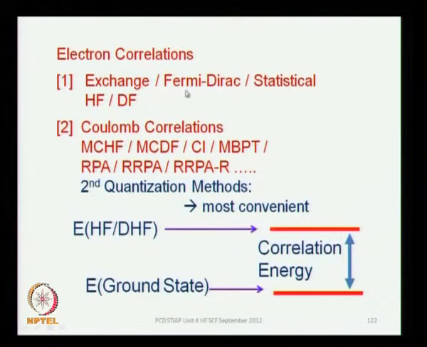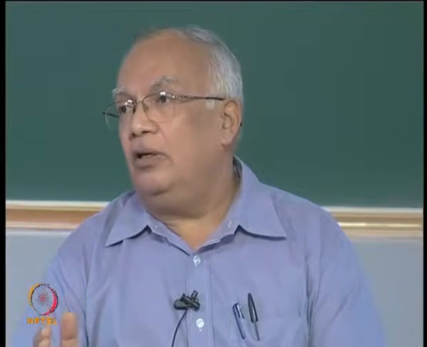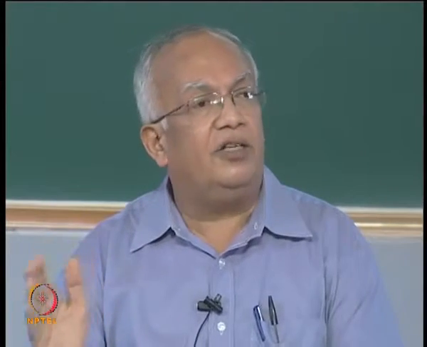The exchange correlations are also called Fermi-Dirac correlations or statistical correlations, and the terminology is obvious. To include the Coulomb correlations, you can do what is called MCHF, which stands for multi-configurational Hartree-Fock, or MCDF, which stands for multi-configurational Dirac-Fock. Dirac Hartree-Fock is the relativistic version of the Schrodinger self consistent field Hartree-Fock. Then there are other techniques which come from many body perturbation theory, MBPT.